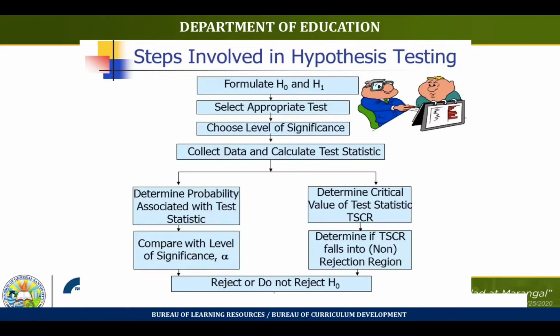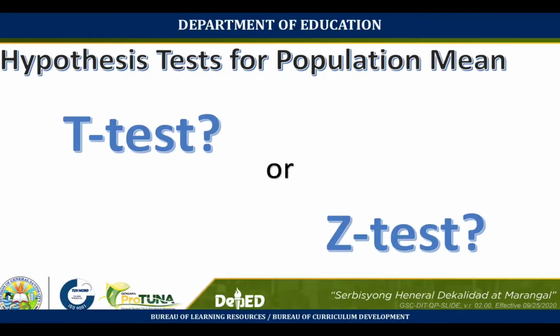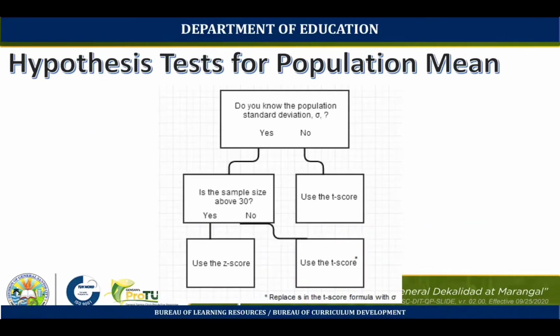Moving on, we are already familiar with the steps involved in hypothesis testing. Hypothesis tests for population mean are t-tests and z-tests. Here is the guide on when to use a z-test and a t-test.